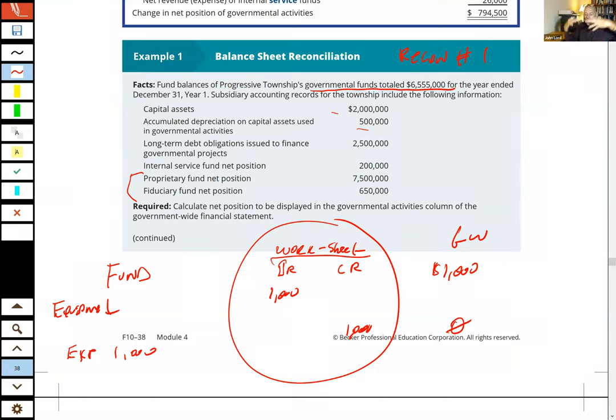So the way you do this is the way we've been trained as accountants. Record at the individual company / fund level, convert, consolidate to the consolidated company-wide, government-wide, and that's how they do this. But you got to have the information to allow you to do that.